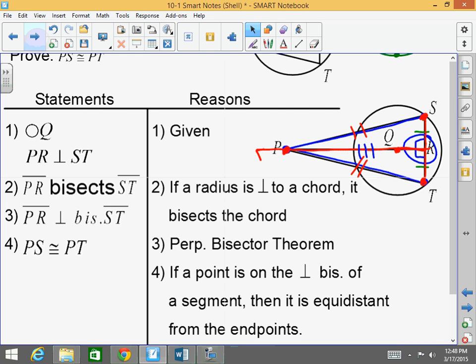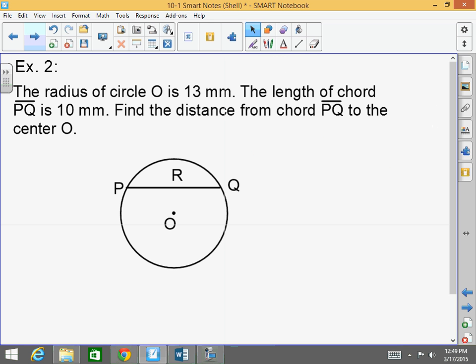All right, let's look at some practical applications now. This is the fun part. This is what I enjoy about circles. The radius of circle O is 13 millimeters. The length of chord PQ is 10 millimeters. Find the distance from chord PQ to center O. Okay, this is going to be a real simple one.